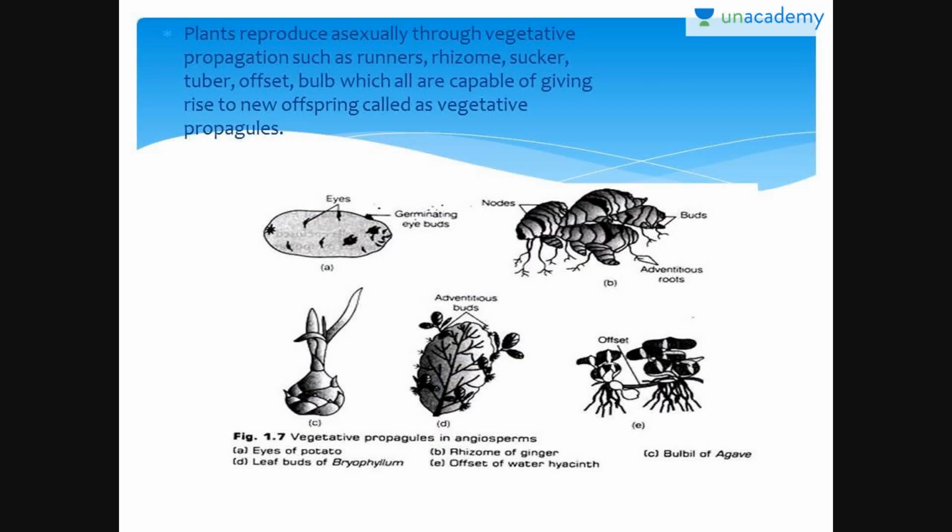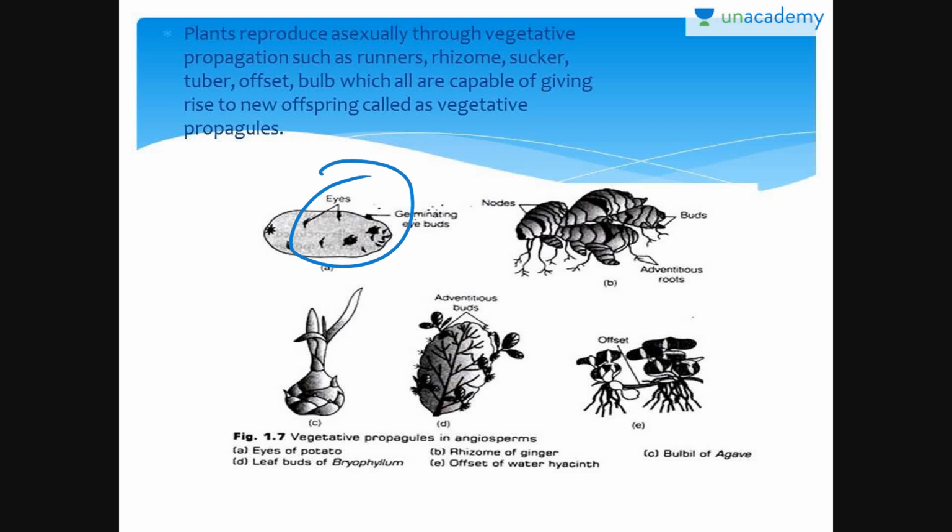The next one would be vegetative propagation units in plants, vegetative propagules. The plants reproduce through asexual mode of reproduction, and plant parts such as runners, rhizome, sucker, tuber, offset, bulb. These all are capable of giving rise to new offspring called vegetative propagules. The examples are here.